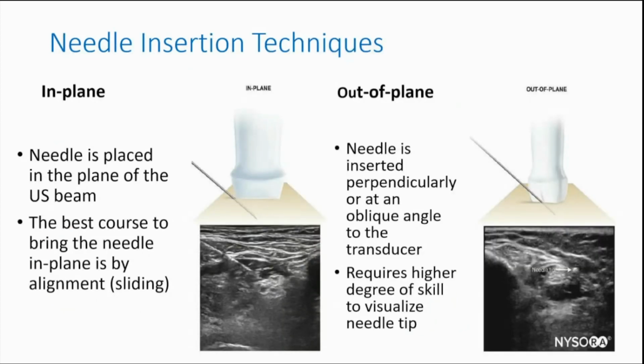So these are the two basic needle insertion techniques that are usually adopted: in-plane and out-of-plane techniques. For the in-plane technique, the needle is placed in the plane of the ultrasound beam. So the best course to bring the needle in plane is by sliding. Whereas for the out-of-plane technique, the needle is inserted perpendicularly or at an oblique angle to the transducer. However, this is often more difficult to perform and requires a higher degree of skill to visualize the needle tip.